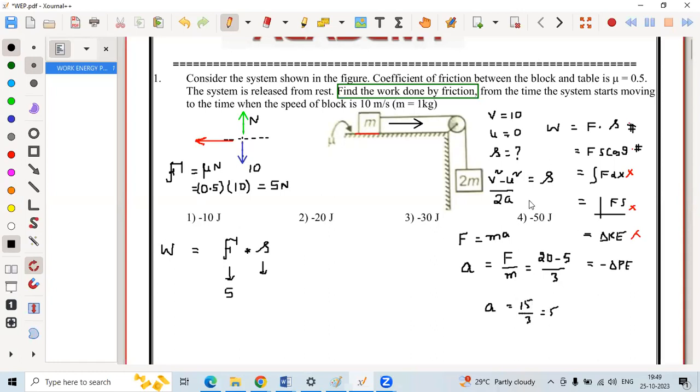Now I got acceleration. Substitute that acceleration, 5, here, and I'll get the S value. S will be V square, that is 100, minus U square, that is 0, divided by 2 into 5, that is 10. That is the S value. If I solve this, I'll get the answer as 50 joule. Why negative? Because friction force always acts on the negative side. That's why negative.